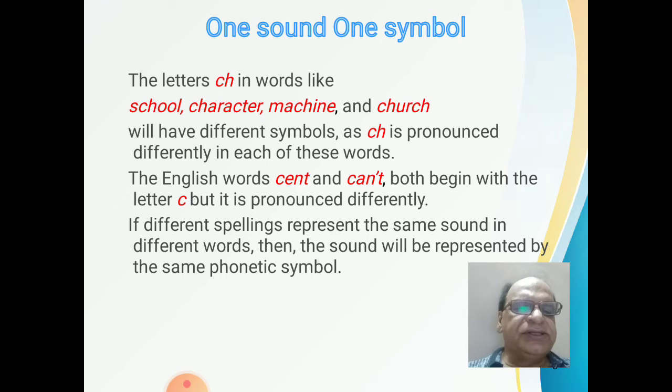The English words "sent" and "can't" both begin with the letter C, but it is pronounced differently. One is representing the S sound and the other the K sound. If different spellings represent the same sound in different words, then the sound will be represented by the same phonetic symbol. Got it? If the phonetic symbol is the same, it means this is the way it will be pronounced.